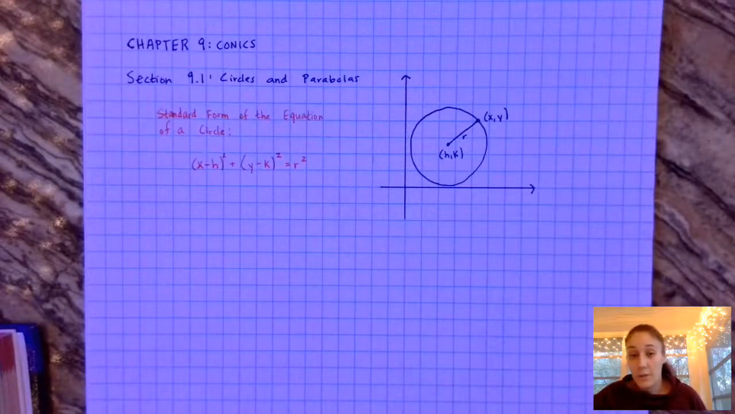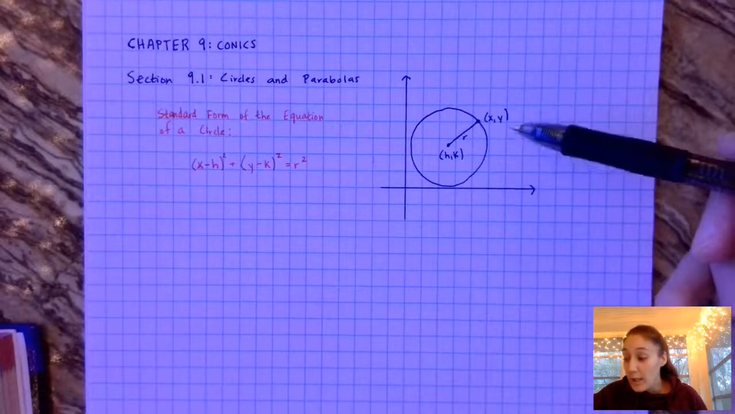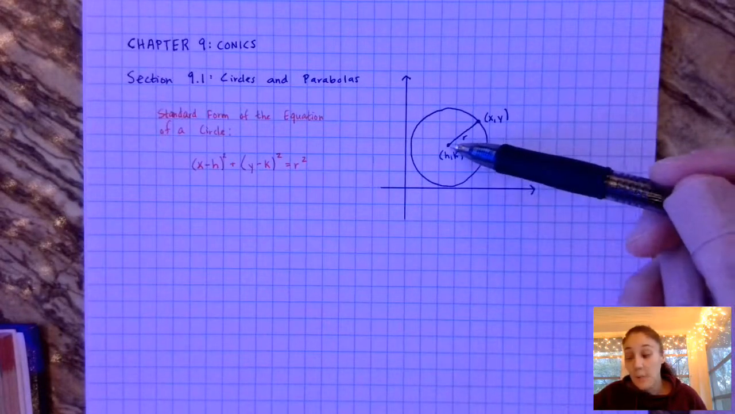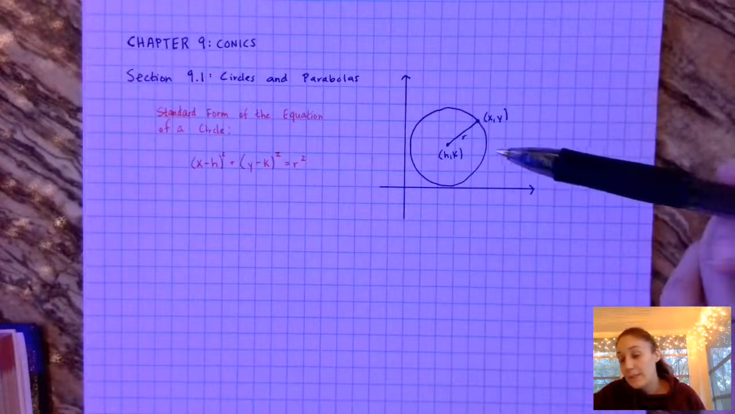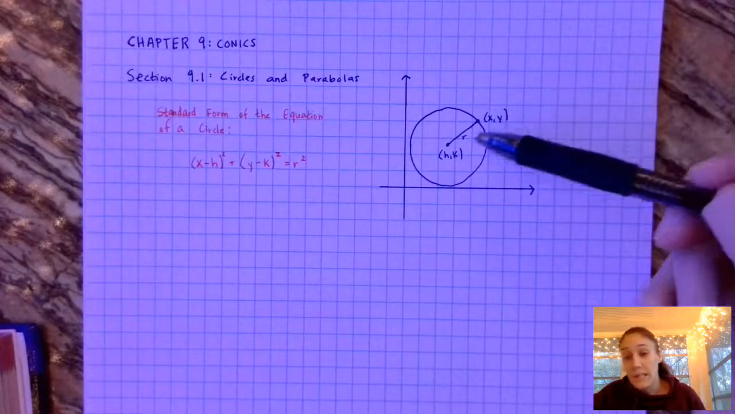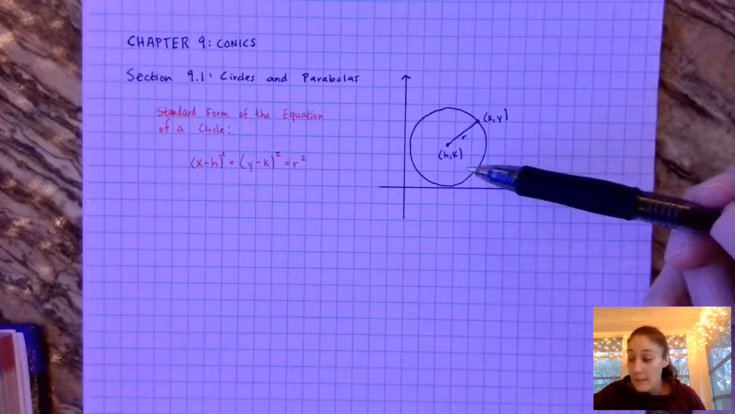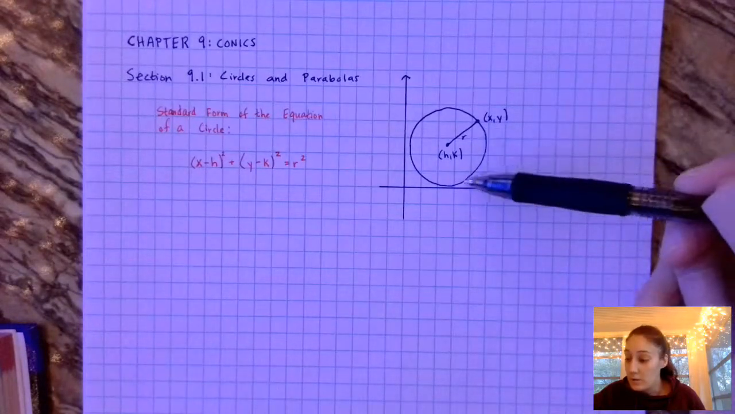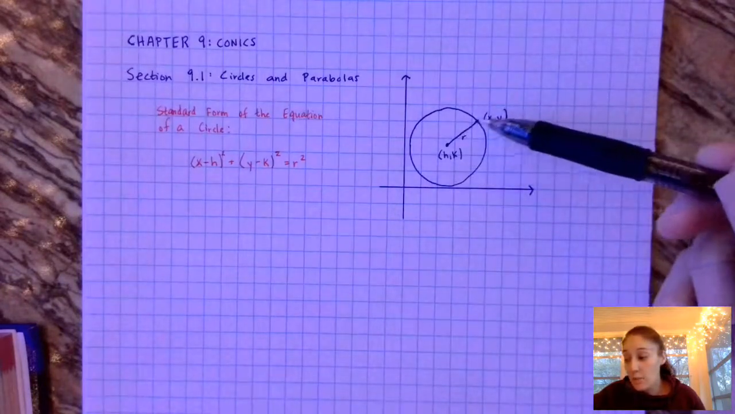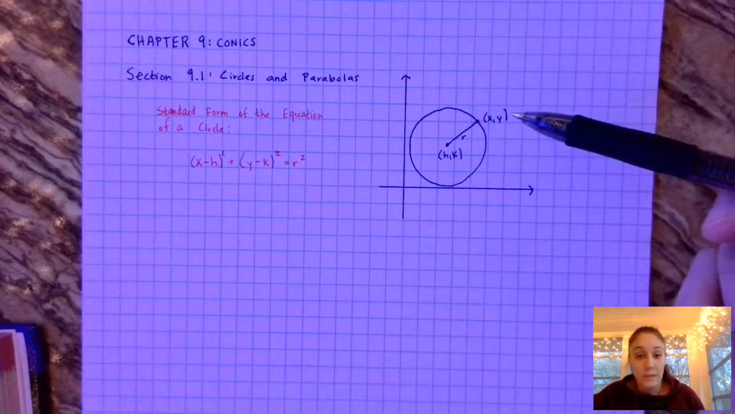Here we have a picture of a circle, and let's talk about the different parts of a circle. We have the center, and we're going to refer to the center as a point, a coordinate. Instead of calling it an xy coordinate, we're actually going to use h and k, and that's what we're going to do going forward with all of our conics. Then we have a point out here on the circle, and this could be any single point on the circle. Any point on the circle would be an xy coordinate, so we use x and y for that.